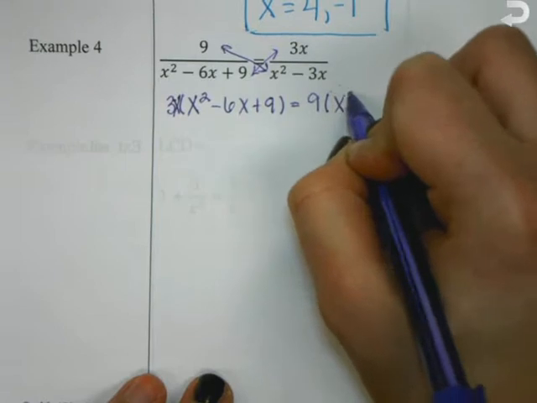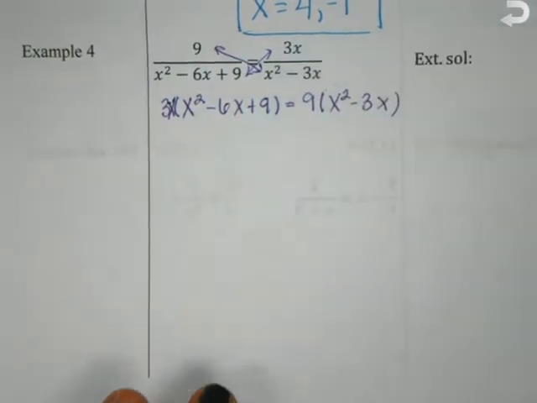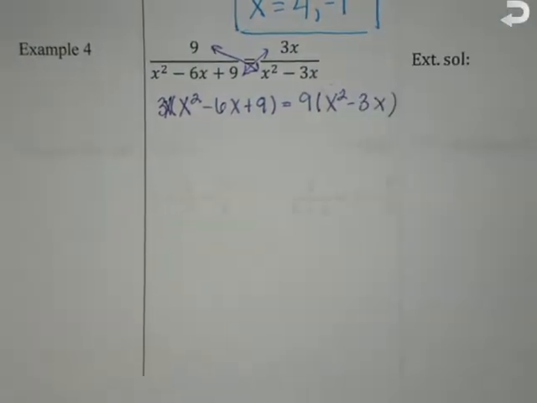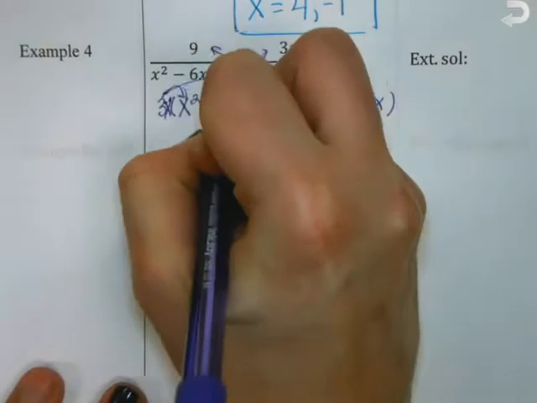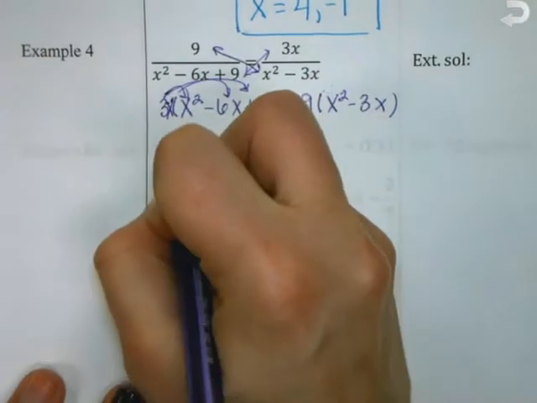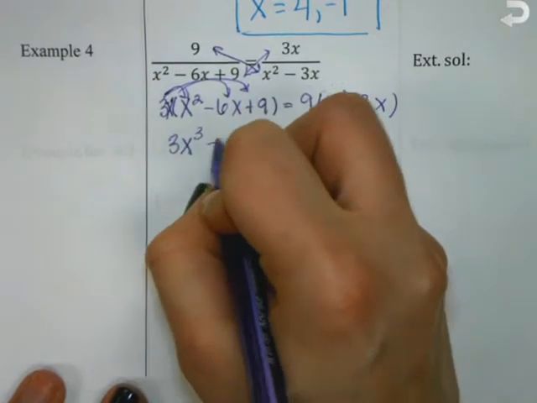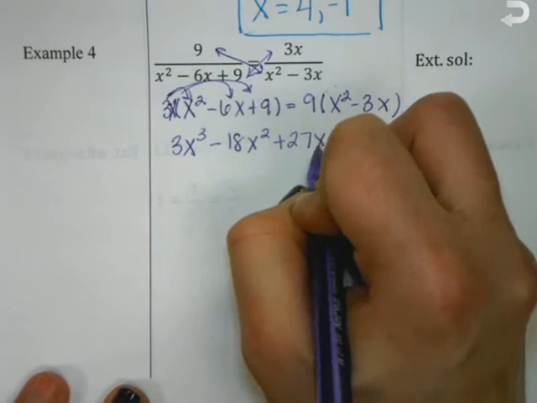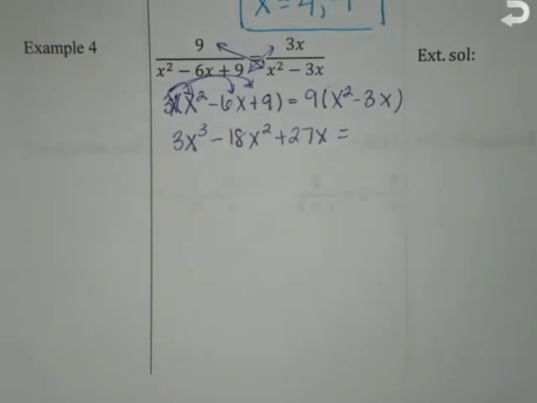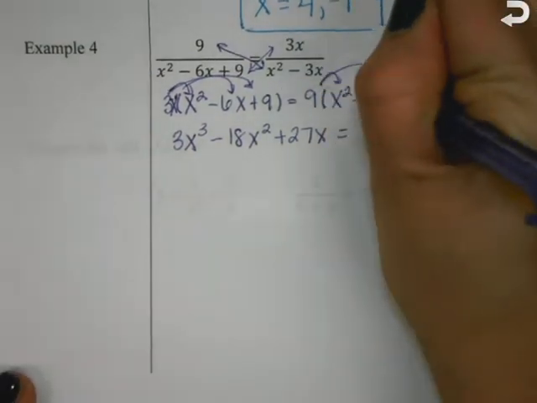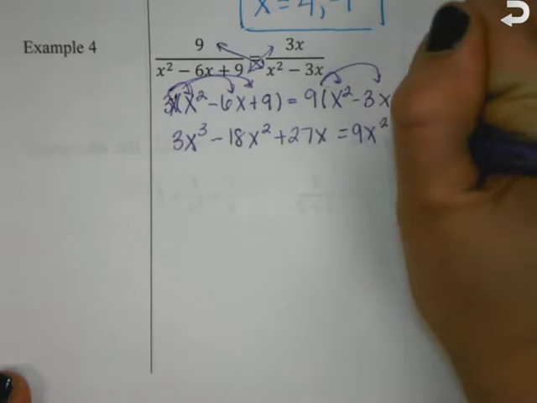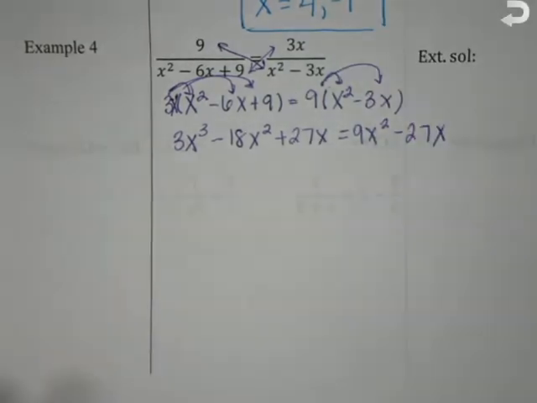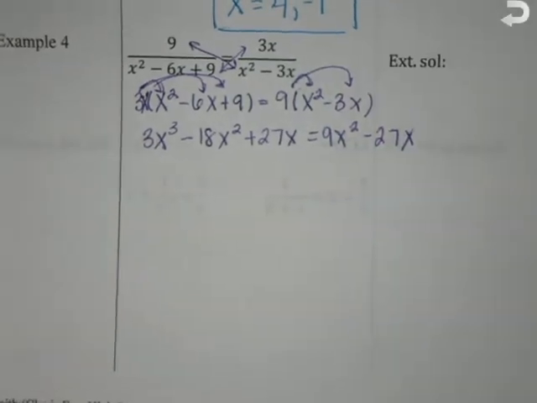There is some distributing here, so let's distribute. 3x times x squared gives me 3x to the third minus 18x squared plus 27x equals, and then we distribute here as well, 9x squared minus 27x. Don't factor yet. We need to get everything over to one side first. So subtract 9x squared from both sides and add 27x to both sides.